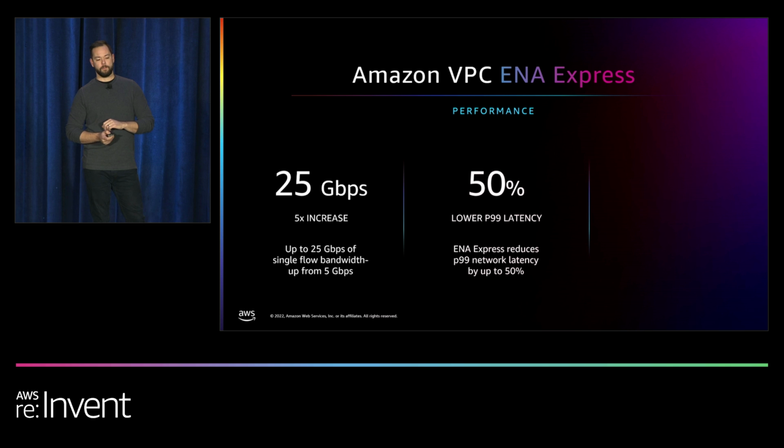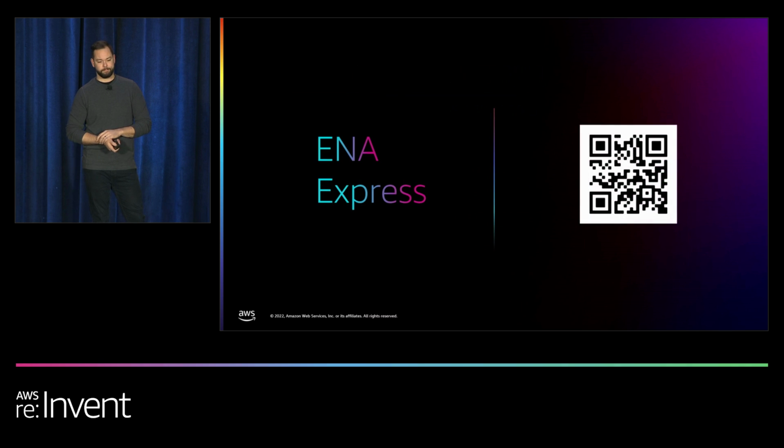Okay. Quick recap here on the 25 gig, but it also does reduce some of the tail end latency for traffic, just because it's a far more efficient protocol for sending traffic over our network. So we see a 50% lower P99 latency for traffic going over our network, which is actually pretty awesome for folks that are doing things like streaming. And a quick QR code here for anyone who's interested in learning more about ENA Express.